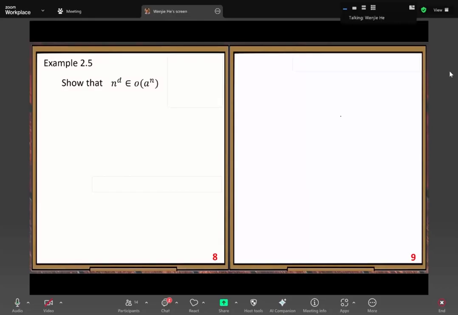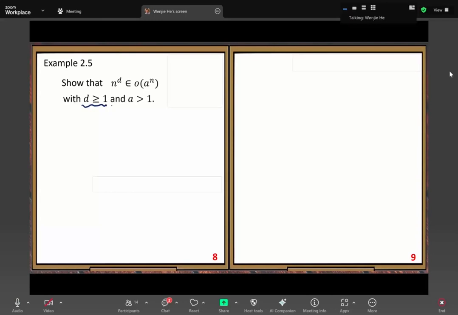Show that the power function n to the d, for a positive constant d, belongs to little o of the exponential function with base a to the n, but the base number should be greater than 1. The d here in this question is greater or equal to 1.